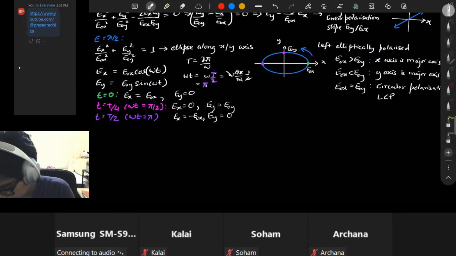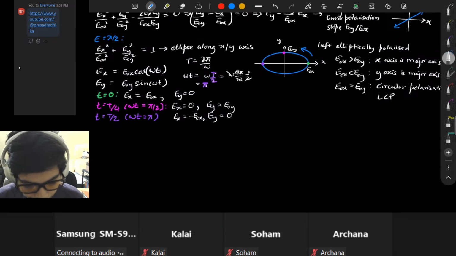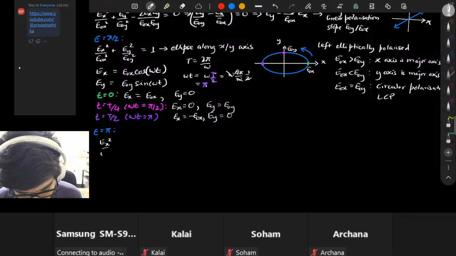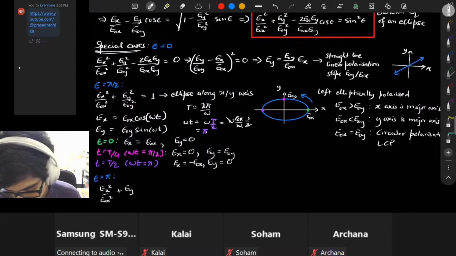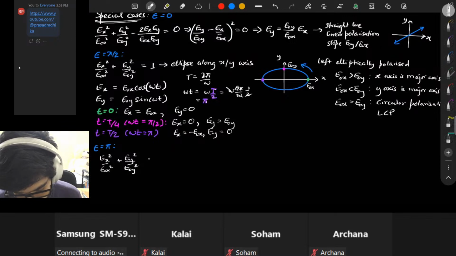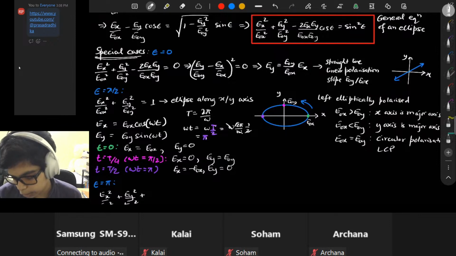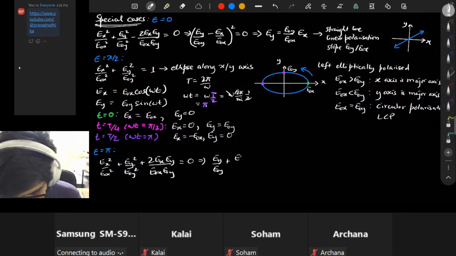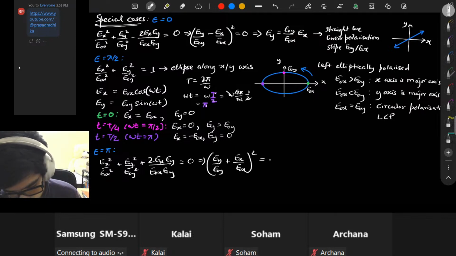Okay, so let us look at another case now. Let us look at epsilon equals pi. So in this case, what we have is Ex squared over E naught x squared plus Ey squared over E naught y squared plus, because I'm putting it in this general equation, cos pi is -1 and there is already a minus sign here. So that makes it plus 2 Ex Ey over E naught x E naught y equals 0. So if I simplify, then I have Ey over E naught y plus Ex over E naught x, whole squared, equals 0, which implies Ey equals minus E naught y over E naught x times Ex.